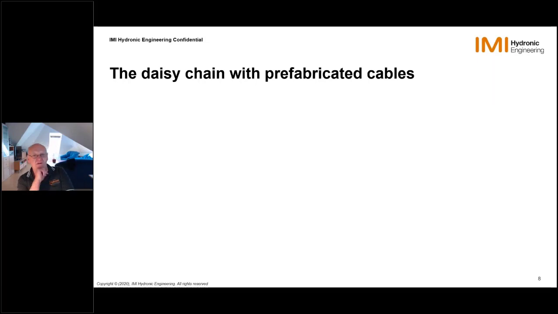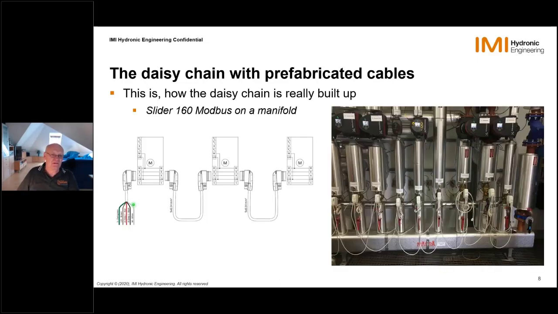When we are using prefabricated cables, then it seems to be simple. You are starting there with one cable and then going from one to the next, like in this photo. Here you can see it's a Slider 160 only on a manifold. And you see the non-professional cables between our actuators. That was a little bit untidy from some tests we did at this plant, and therefore the cables are not sorted in a correct way. But we can clearly see there is always the interconnection between the actuators.